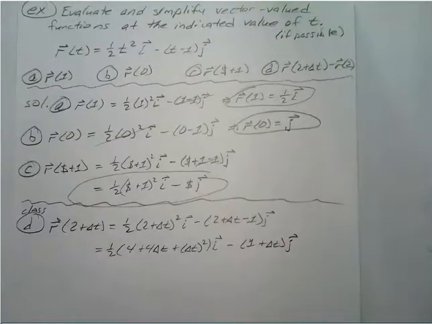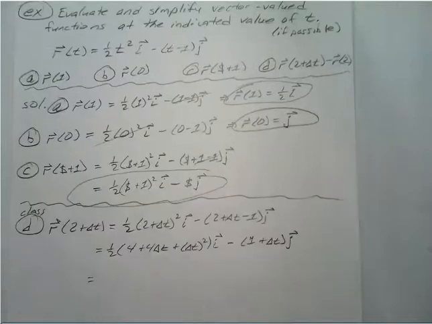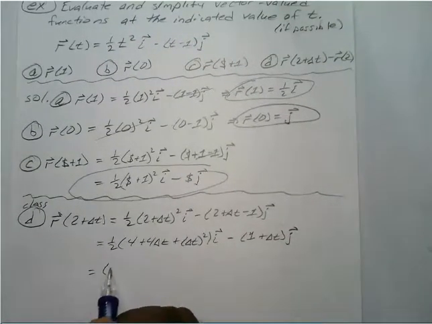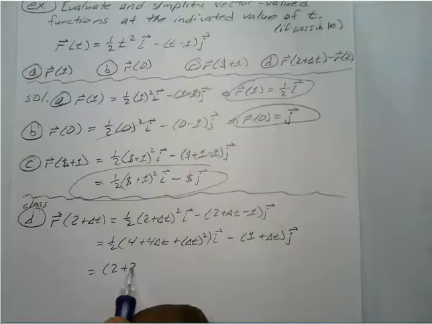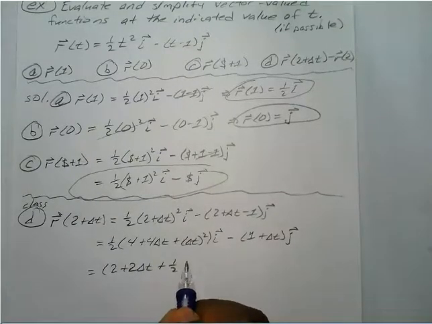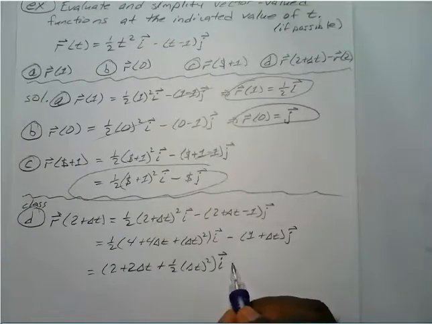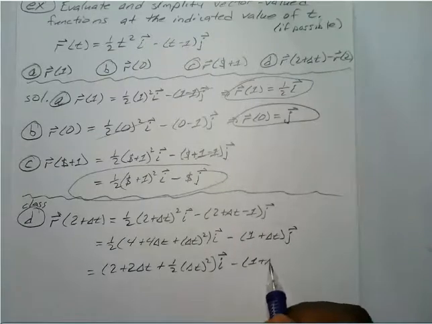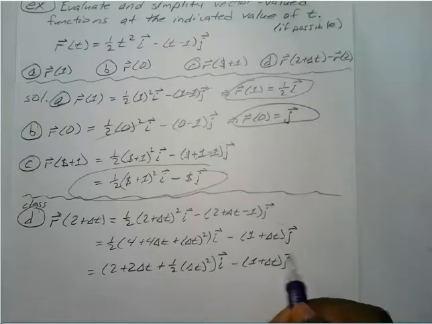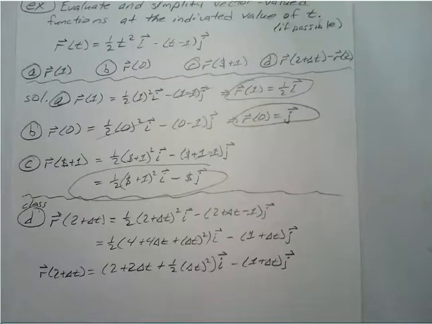Okay, so if we go ahead and distribute that 1/2, we will end up with 2 plus 2 delta t plus 1/2 delta t squared times the i vector minus 1 plus delta t times your j vector. Okay, so that's your r of 2 plus delta t. And I'll put a little check right here.